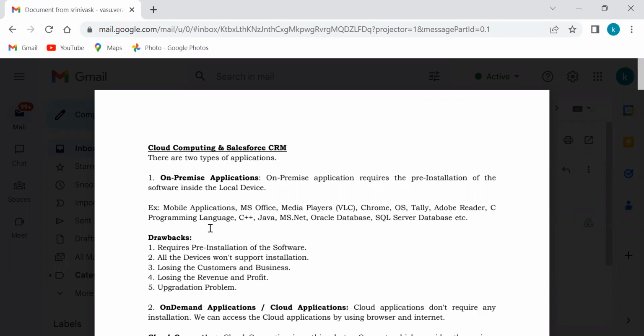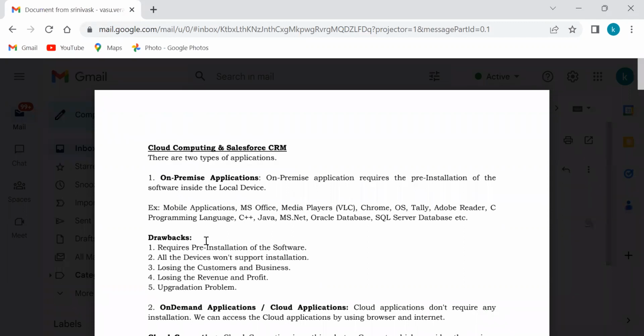Okay, so what are the drawbacks of these on-premise applications? There are a few. You require pre-installation of the software, because you need to install it in your local system before you can use it, so all devices may not support it. Some mobiles may not support some applications, and your laptops may not support some applications. That is the first drawback: it requires pre-installation, which not all devices support.